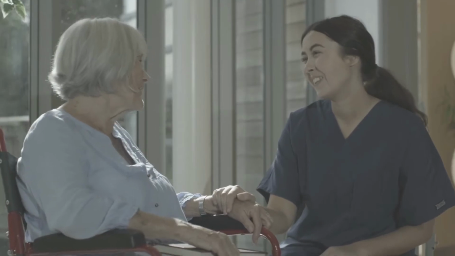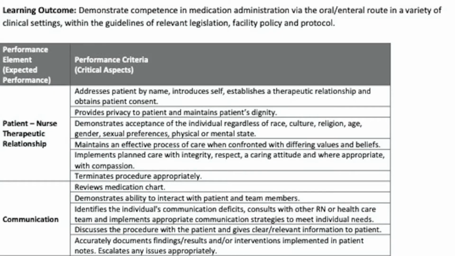And when you finish a procedure, you terminate your procedure or whatever you're doing to the patient appropriately by letting the patient know that it's done and reassuring them if needed. So those are the performance criteria or critical aspects that you are expected to demonstrate in order to establish a therapeutic patient-nurse relationship. The next point is communication.